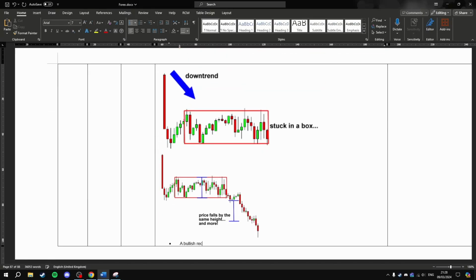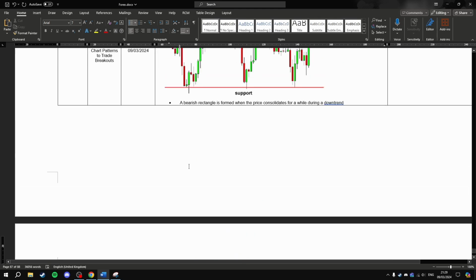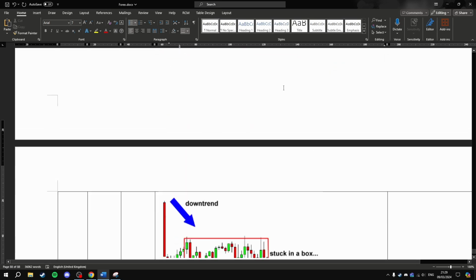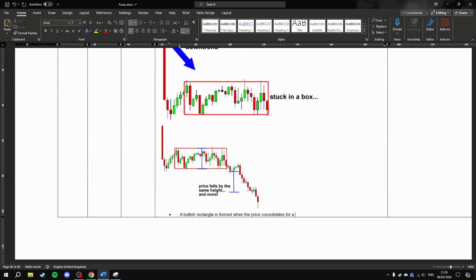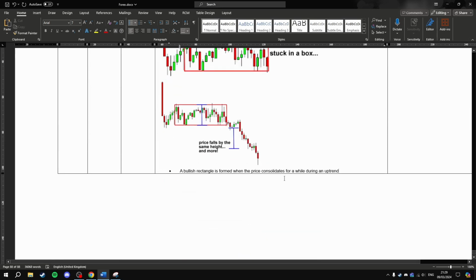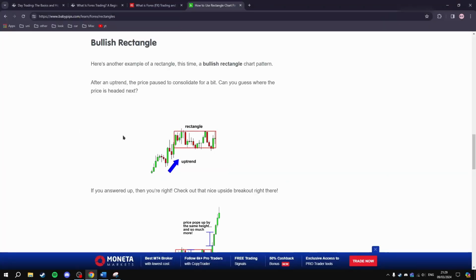A bullish rectangle is formed when the price consolidates for a while during an uptrend. And after an uptrend, the price pauses to consolidate for a bit. Can you guess where the price is headed next? It will go up.